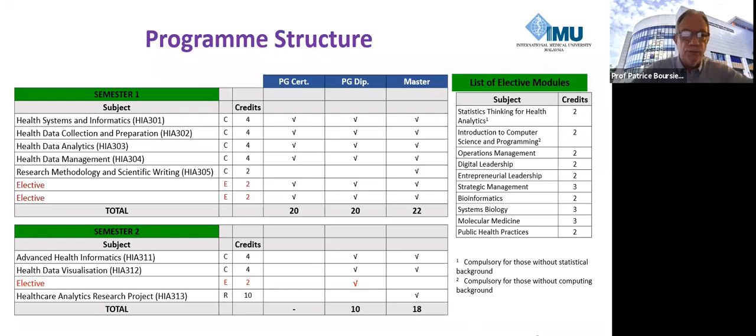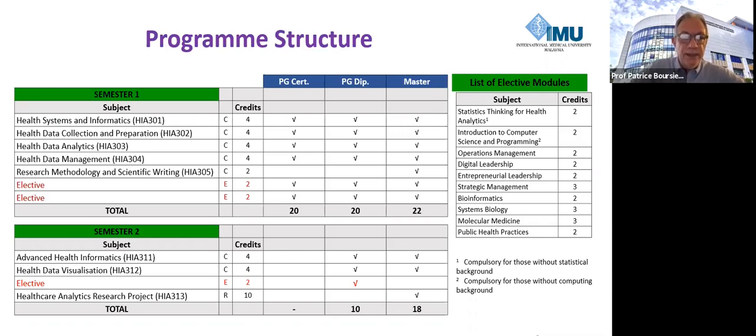So basically, we have 2 semesters. The first semester is for everyone, and we have 4 core modules: health system informatics, data collection preparation, data analytics, data management, and research methodology and scientific writing for those who want to do the full master with a research project later, and 2 electives. And in the second semester, we have advanced health informatics and health data visualization. So these are the core modules, and it will give you the knowledge and the skills to do some data analytics, data visualization, and data management on health data.